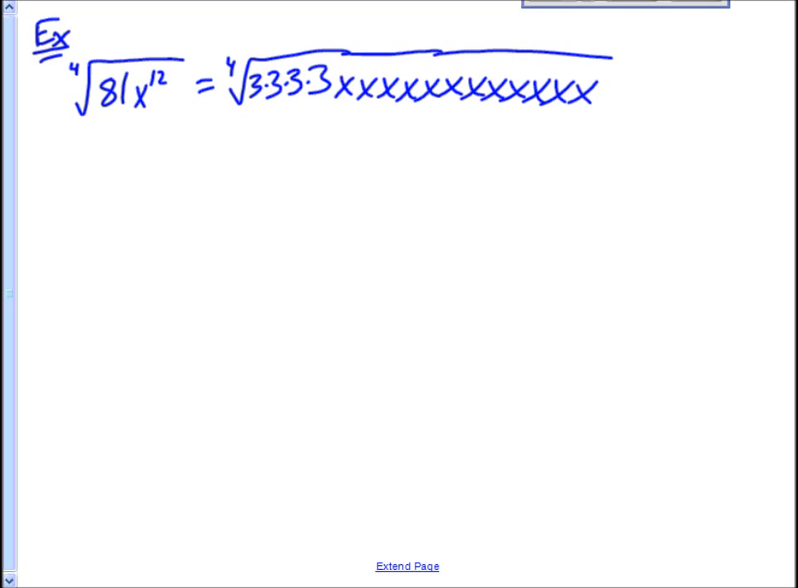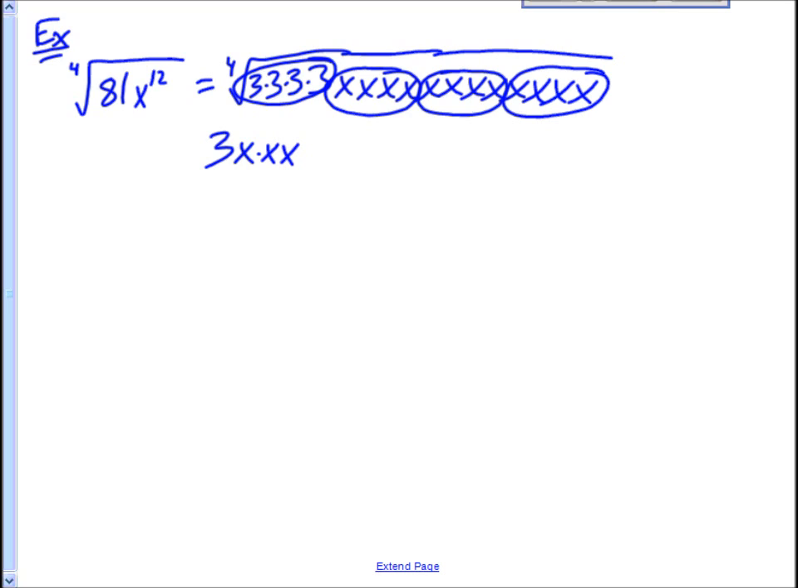Now you're probably not going to want to do this every time, but you could. We'll do this one time and make sure that this thing makes sense to you. So we're like, okay, I got a 3 I can take out. I'm gathering groups of 4, right? There's an x I can take out. There's another x I can take out. And then I got 4 more x's right there. So I got nothing left underneath, right? So my answer ends up being 3x to the third.